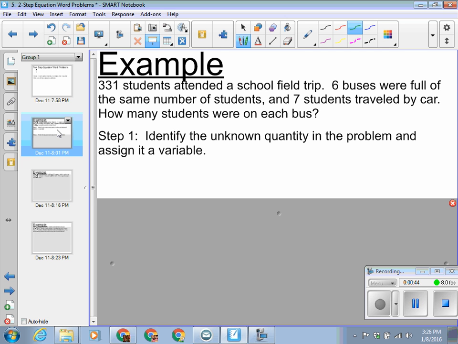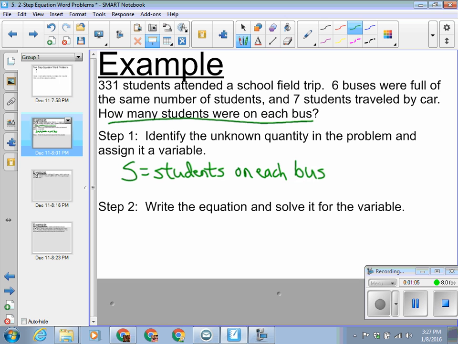So the unknown is usually found at the end of the problem, and we're trying to find the number of students that are on each bus. So I'm going to go ahead and just call that S for students. You can use any letter you want except for O, let's say 0. But I'm going to go with S for students.